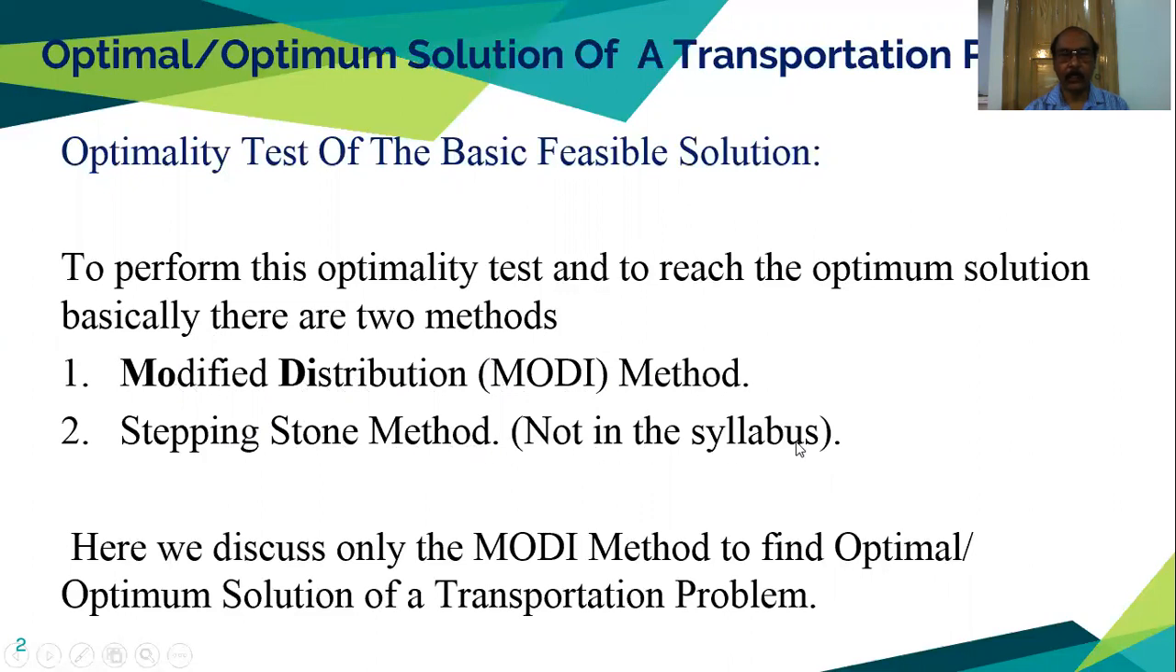Not in our syllabus, but in the stepping stone method, actually we are doing a trial and error method by shifting the allocation from the highest cost cell to the least cost cell, that is, the independent least cost cell. Here we discuss only the MODI method to find the optimal solution of a transportation problem.